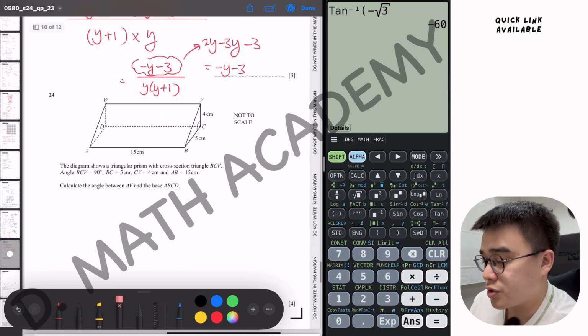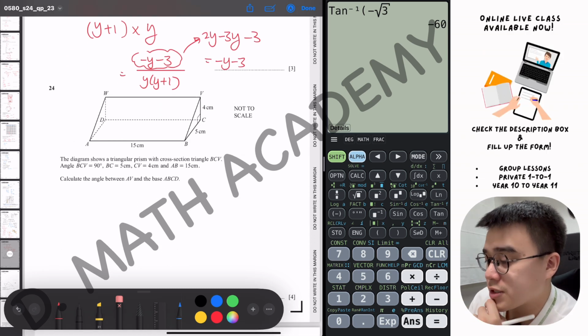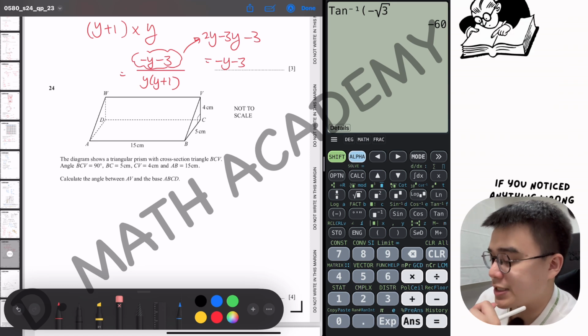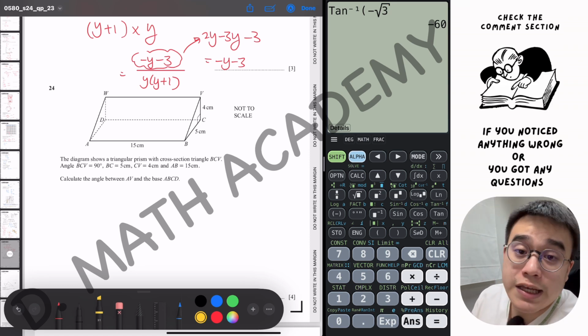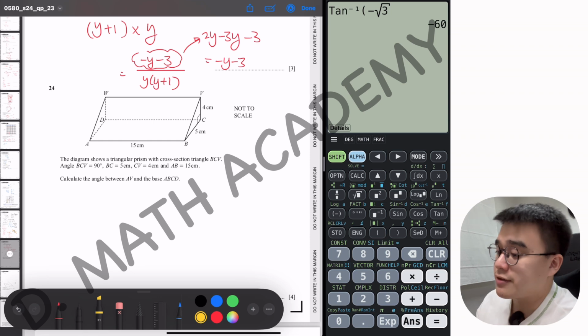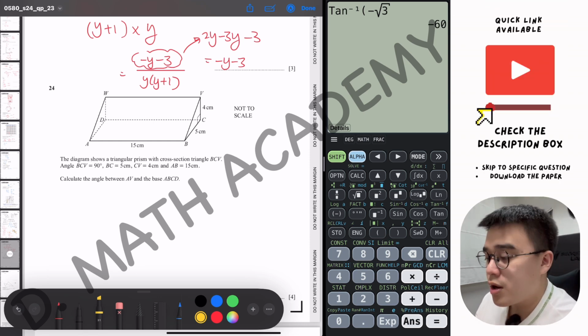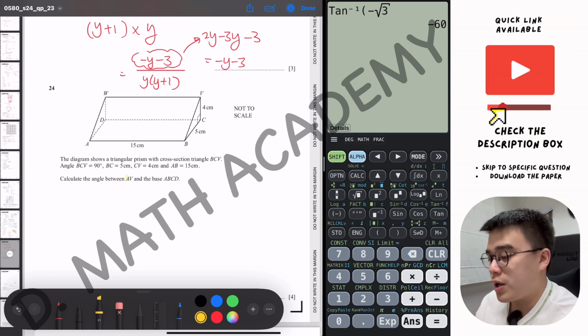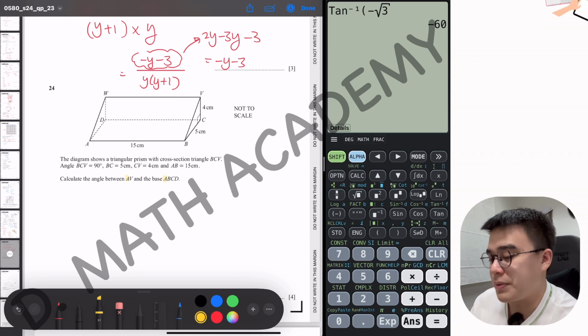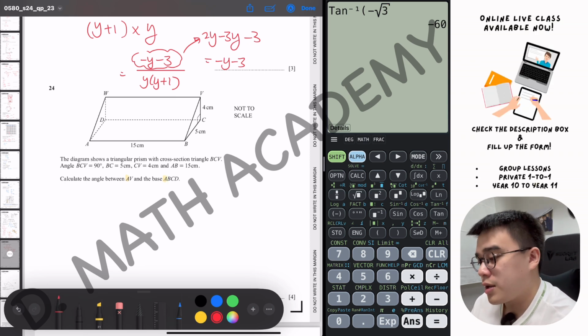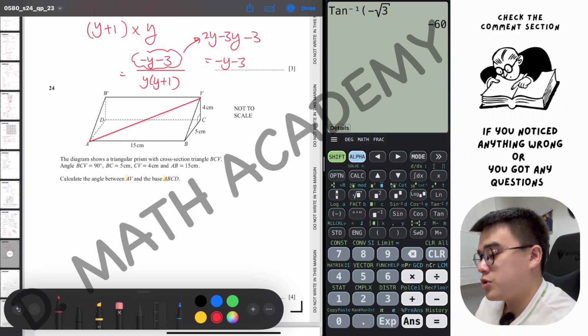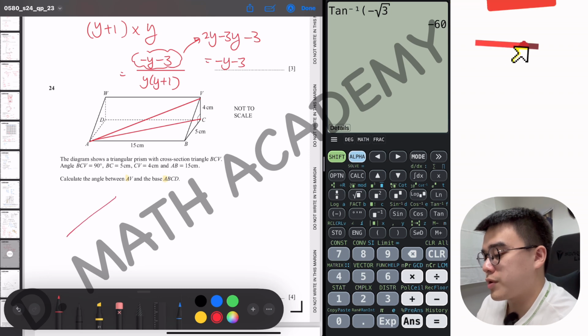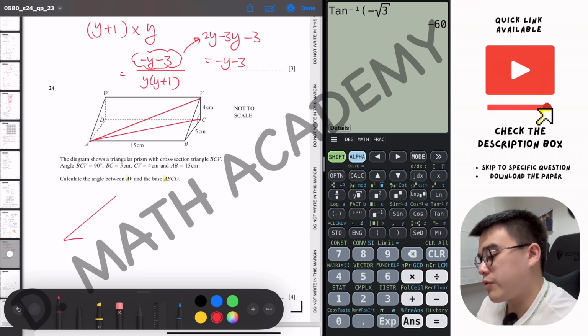Moving on, question 24, asking us for the angle between AV and the base ABCD. So there's a technique here for you to identify which angle specifically that they are looking for. Apparently A was the one that is kept on repeating here. Okay, so AV, joining it up, this is what they want to find. So I'm going to draw it out for my own reference.